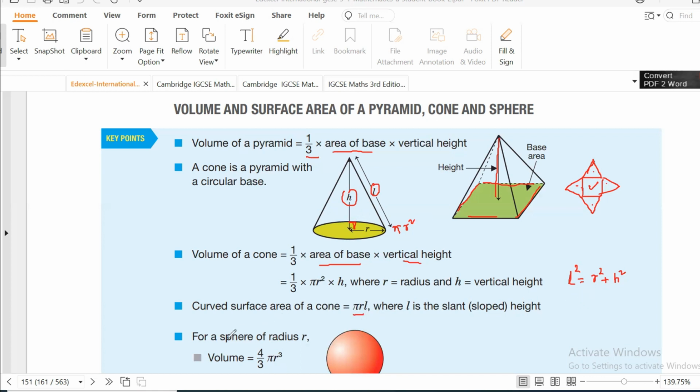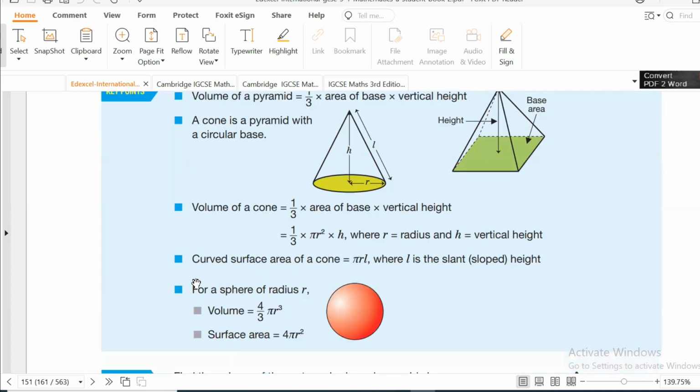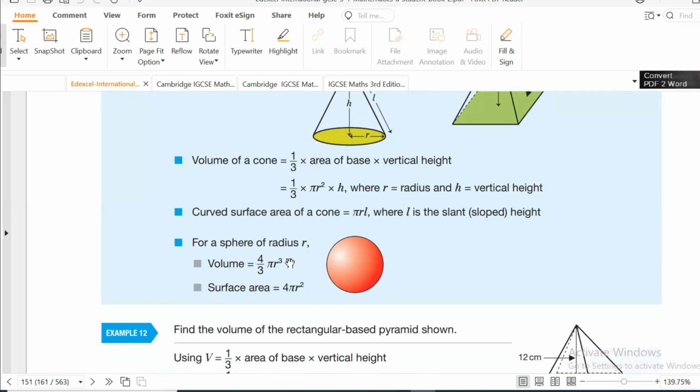Next, we have the sphere. For sphere, we have the formula 4 over 3 pi r cubed. As you can see, a sphere is also a 3D shape, and it's kind of like a football or a ball or a tennis ball. So for sphere, radius is r and volume is 4 over 3 pi r cubed, whereas the surface area of sphere is 4 pi r squared.